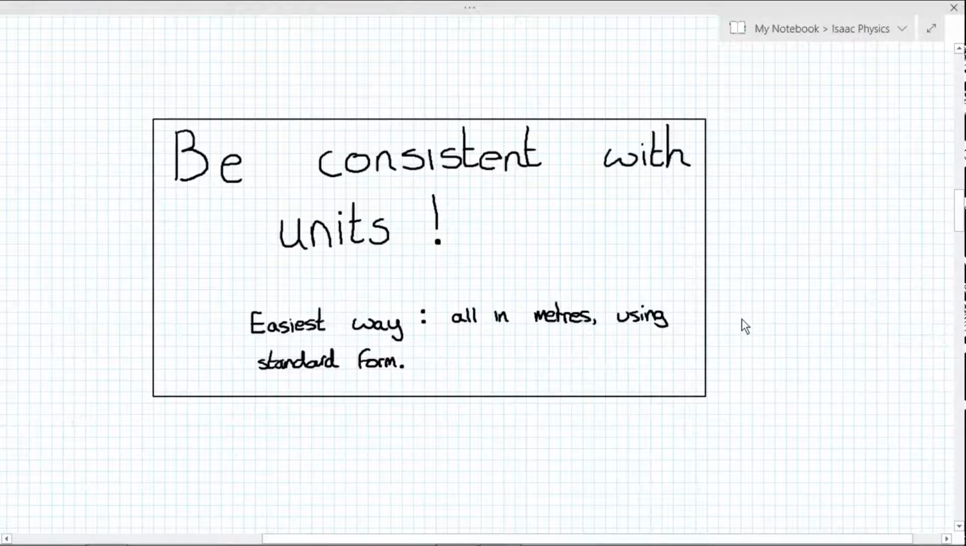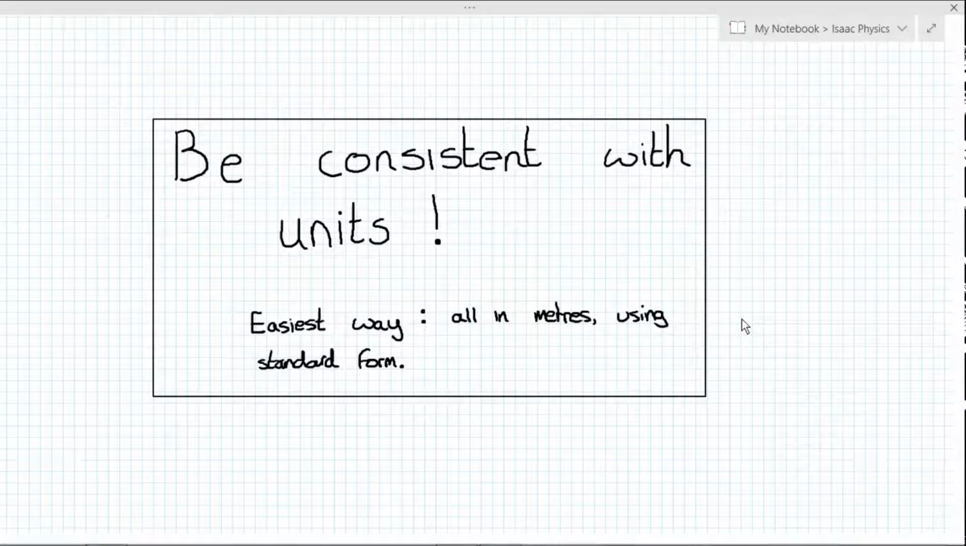The biggest pitfall that students have with this equation is being inconsistent with units. If you are given a slit separation in micrometers or microns, and you are given a wavelength in nanometers, then it is safer to do everything in meters using standard form.